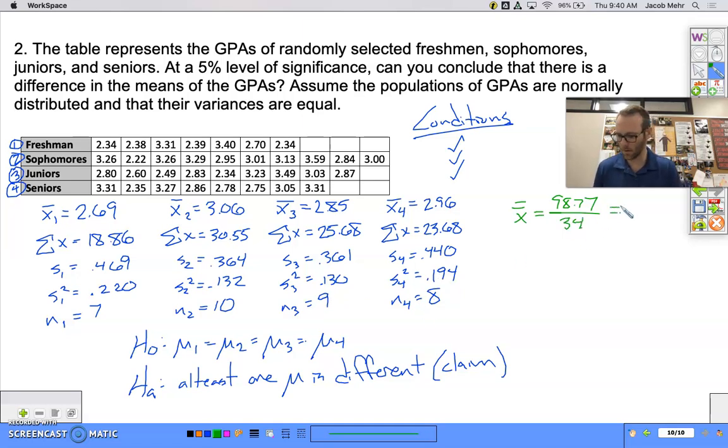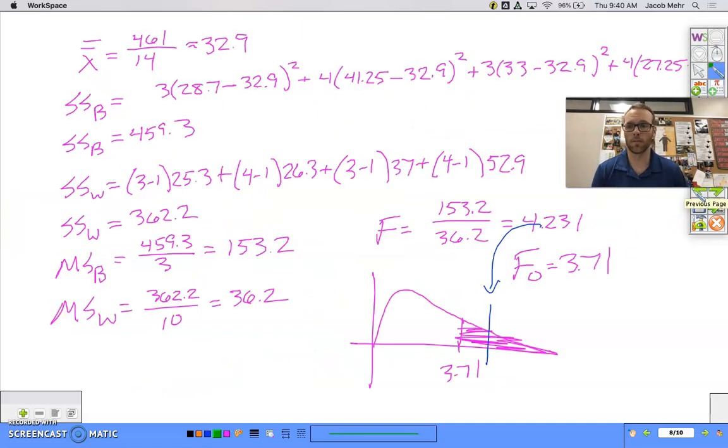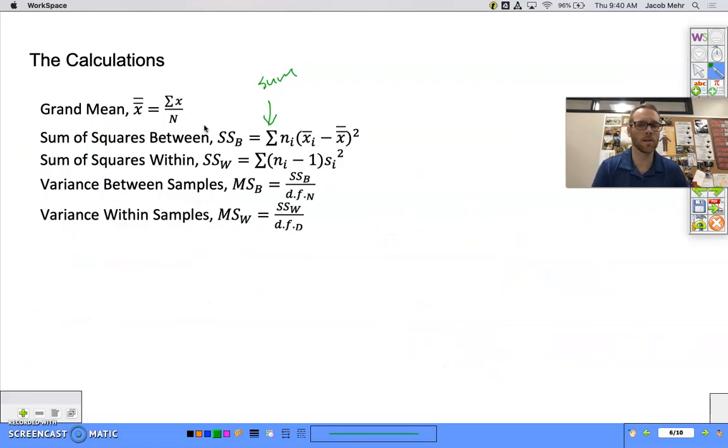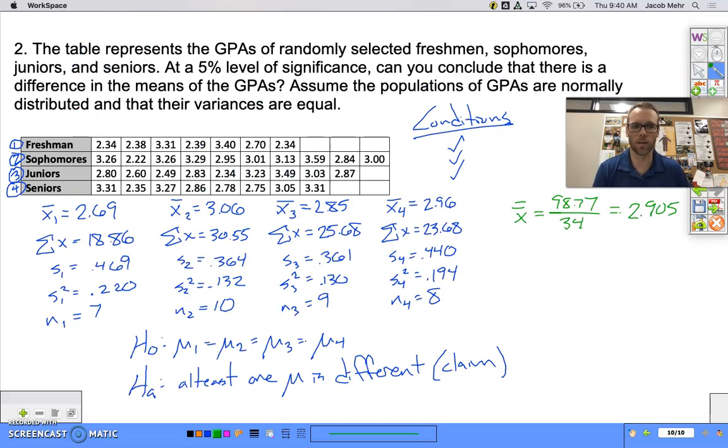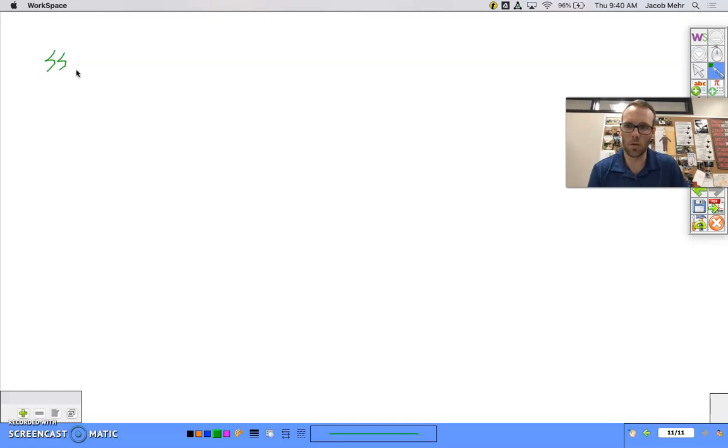So when we divide that by 34, we get 2.905 as our grand mean. All right, so now what's our next calculation? Our next calculation is to find the sum of the squares between. So that means we need to take the sample size of one group times the difference between that sample's mean and the grand mean squared, and we have to add those all together. Certainly don't have room on this page for it, so we're going to do sum of the squares between.